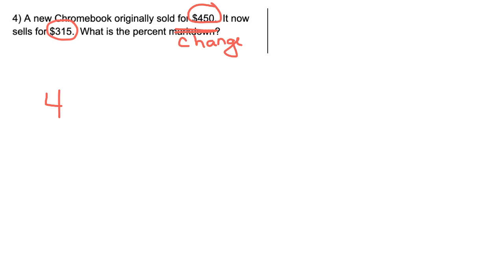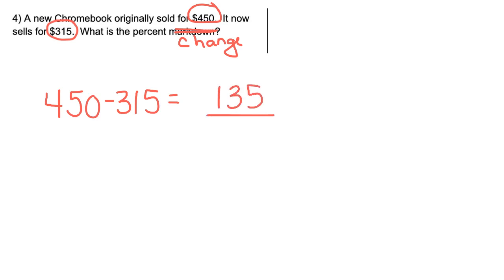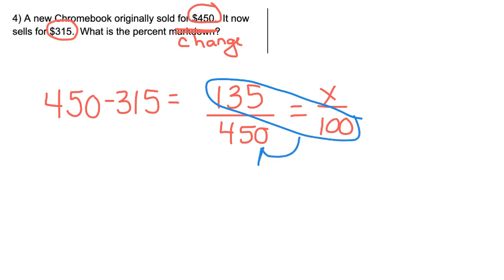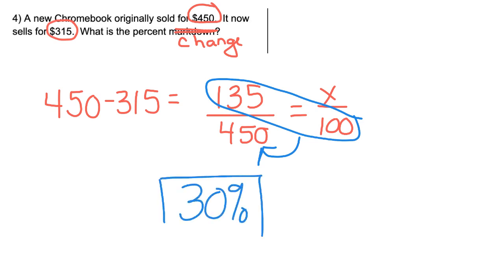So we're going to start by subtracting these numbers. That will give us our upper left location. The lower left location is the original price. It originally sold for $450. We are going to cross multiply. We are going to divide. There's no worries about rounding because it just came to be 30%. Star yourself if you're right. Pause and fix it if you are not.